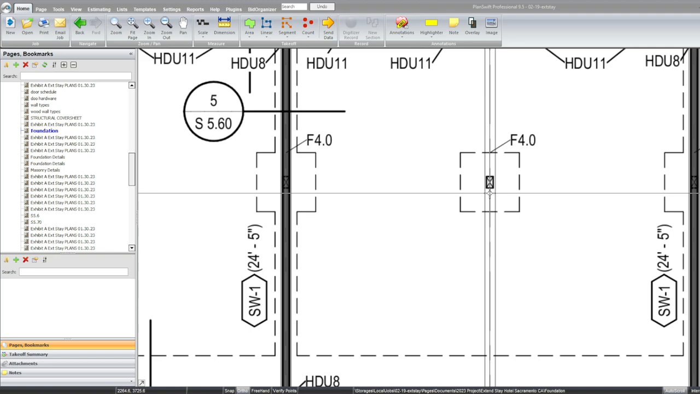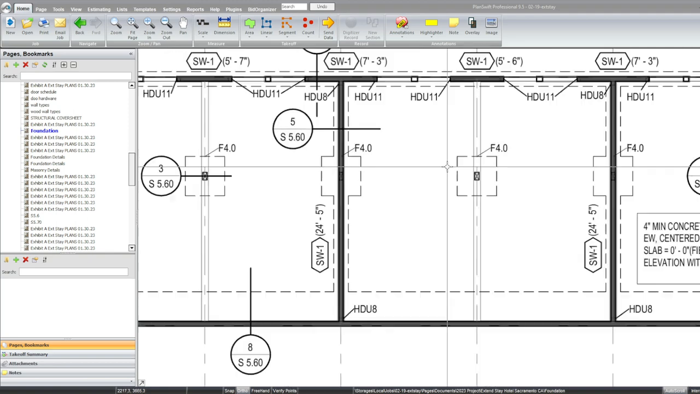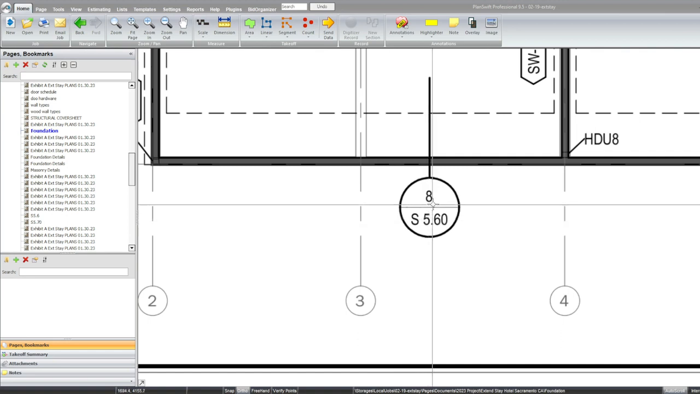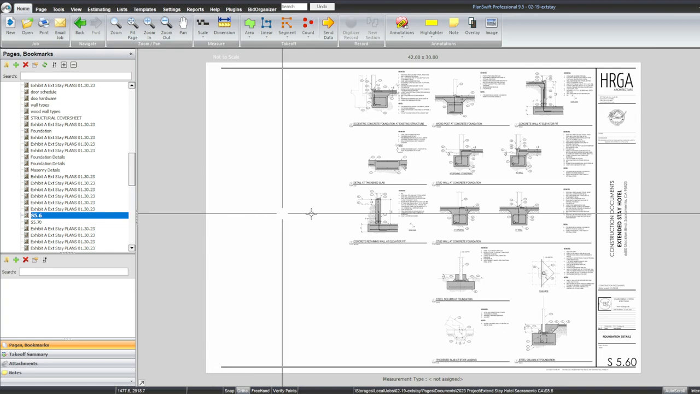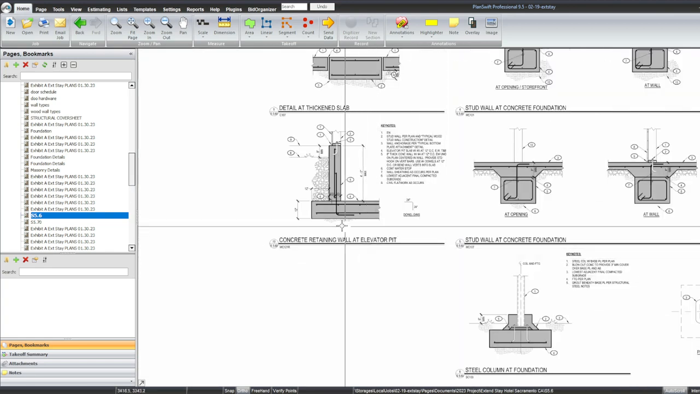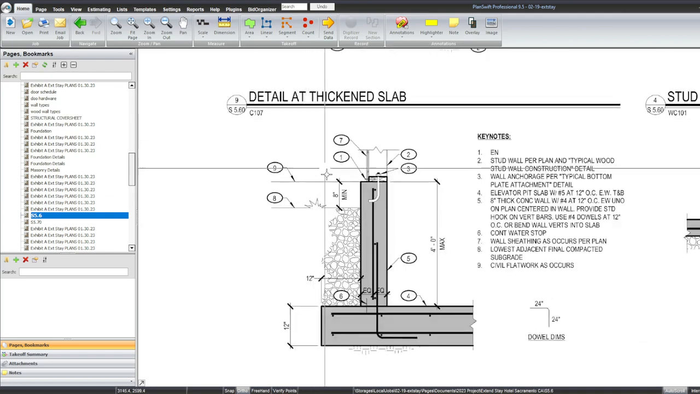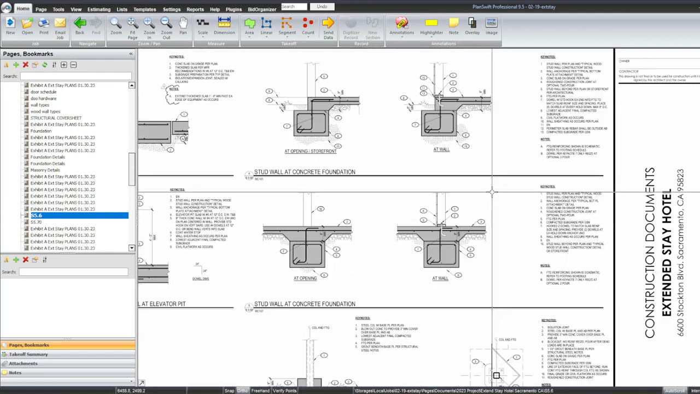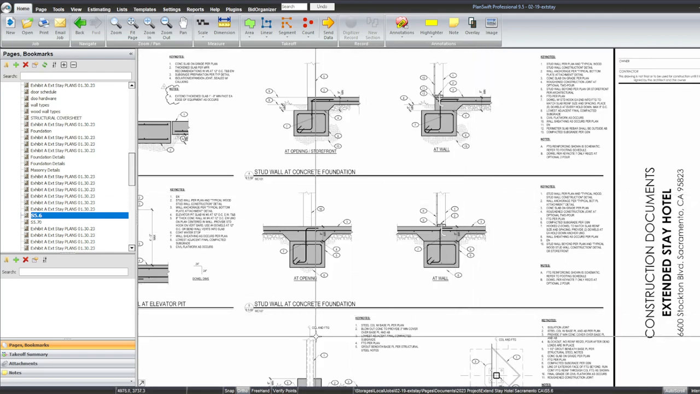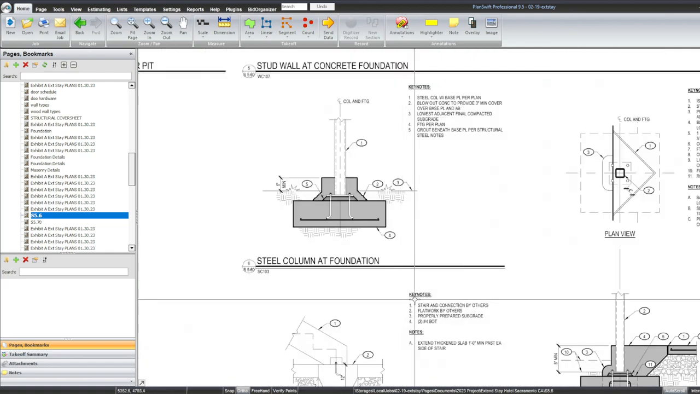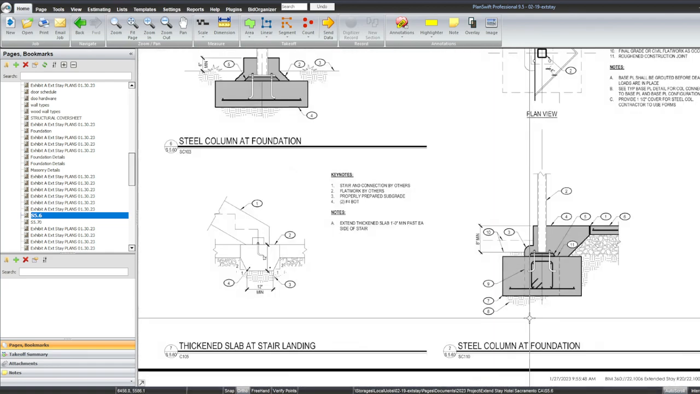All right, so let's go to a section view. Let's go to image number 8 on page S5.6. Image number 8. Okay, so we got it. That's 9. Find 8. S5.6, 2.